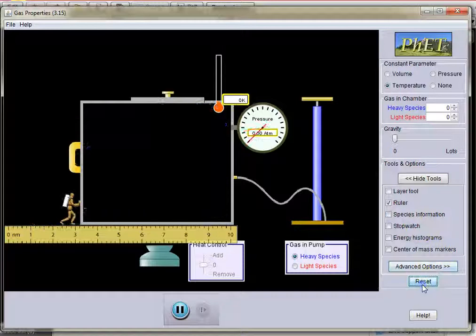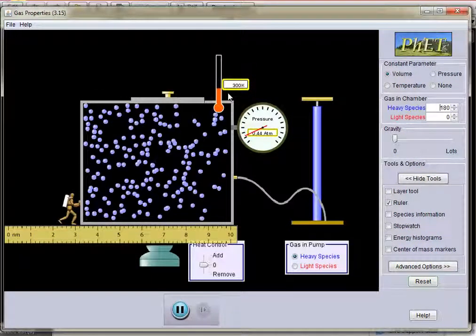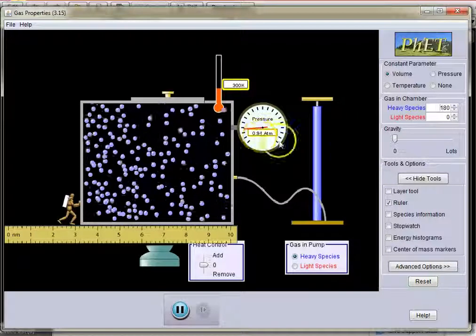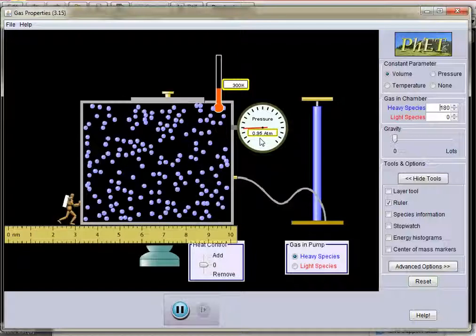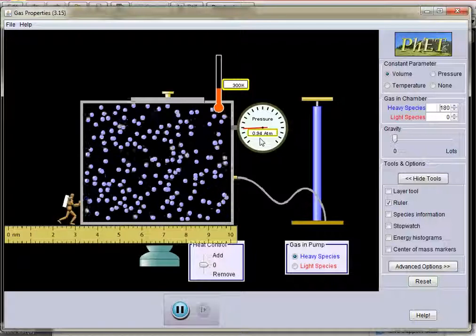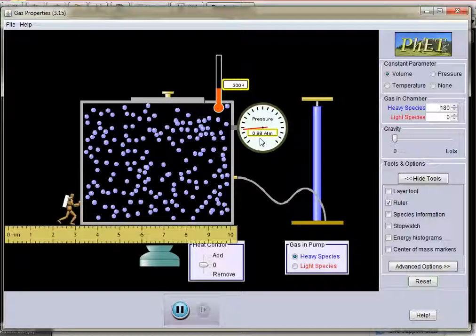Now let's hit reset. Now we'll make volume the constant parameter. We again add 180 heavy particles into the chamber. You can see the temperature goes to 300 K, and the pressure should be about 0.9. You'll have to let it settle down a little bit sometimes, but it will never be exactly what you expect. It will be close to what is given. So probably around 0.9 or something like that.